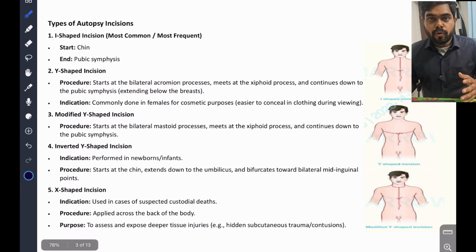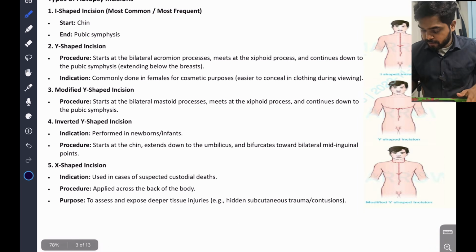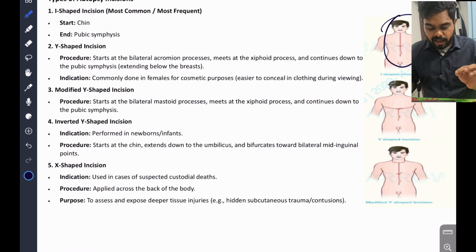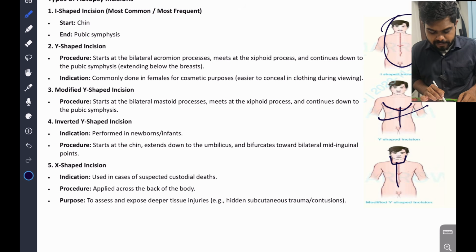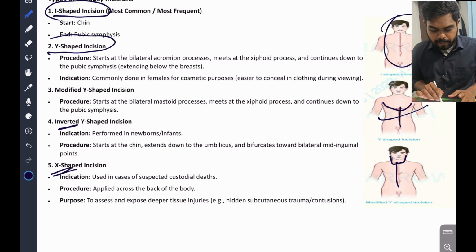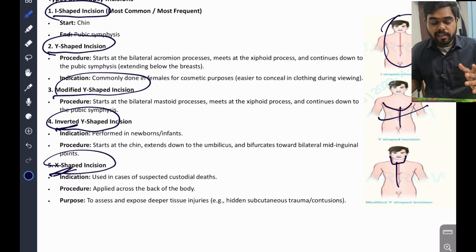So see, we know the types of autopsy incisions. We have I-shaped incision, Y-shaped incision, modified Y-shaped incision. These are very important. And we have X-shaped incision and inverted Y-shaped incision. So I-shaped, Y-shaped, modified Y-shaped, inverted Y-shaped, and X-shaped. These are very important. You should know where it starts and where it ends.